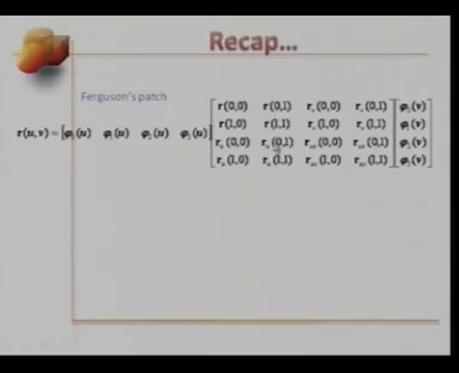The bottom left region comprises the slope information along the u direction, r sub u, or partial r over partial u, evaluated at 0, 0, 0, 1, 1, 0 and 1, 1. Finally, the bottom right portion here comprises twist vectors given by the mixed second derivative of r with respect to parameters u and v.